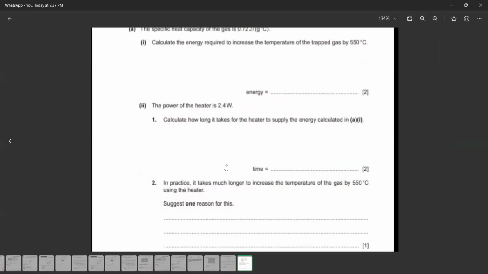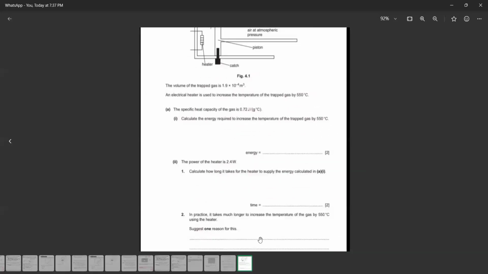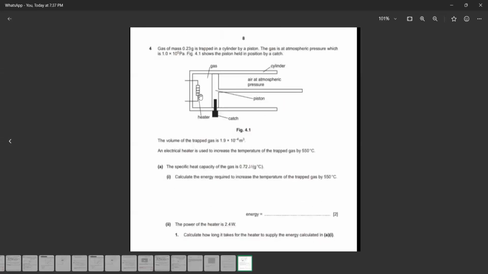They ask to give one reason: heat loss to the surroundings, or the container, like the vessel, the gas cylinder, takes some of the energy from the heater. The current gives out heat, and that is the heat we are using, so that is not a waste. This is heat loss to the surroundings from outside. But inside, if it is losing heat, that is what we want. It's better to mention heat loss to the surroundings by the cylinder, or heat absorbed by the cylinder, because we assume all heat energy is absorbed by the gas.